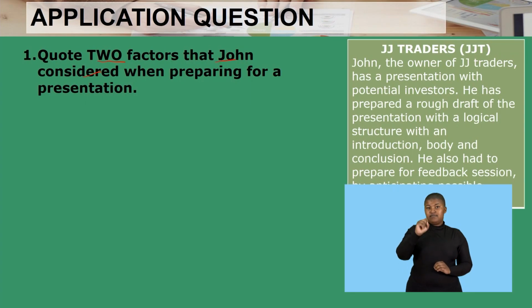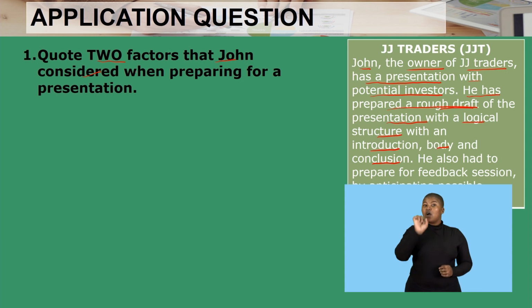So we have a scenario, and the scenario has answers for us. Hence we are saying quote 2 factors that John considered. Now, John, as we're saying, is the owner of JJ Traders. There's no answer there. And John has a presentation with potential investors. We don't have an answer there as well. However, immediately we go to the other sentence that follows. They say he has prepared a rough draft of the presentation with logical structure, which included the introduction, body, and conclusion.